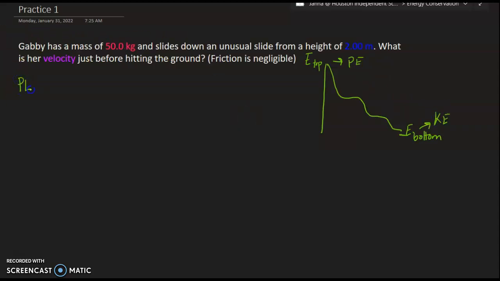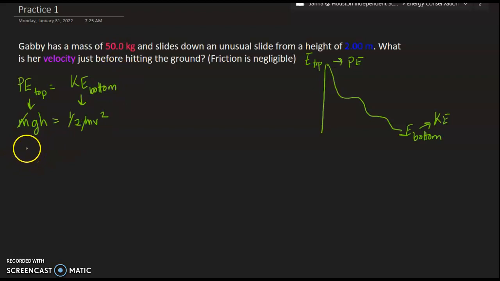So we can say that the potential energy at the top of the slide should equal the kinetic energy at the bottom. PE at the top is mgh, that's the equation for potential energy, should equal the equation for kinetic energy, 1/2 mv squared. Note the masses cancel, so we actually didn't even need her mass.